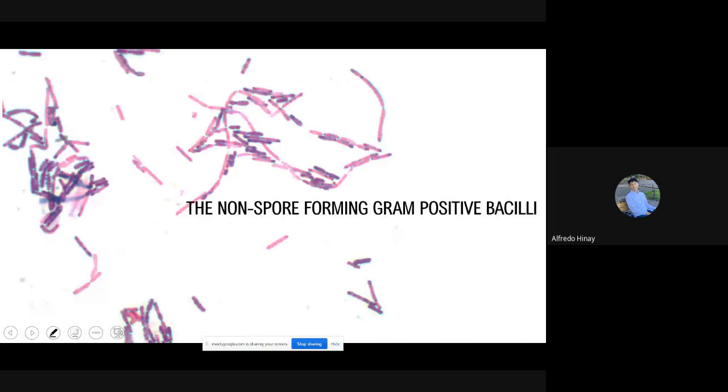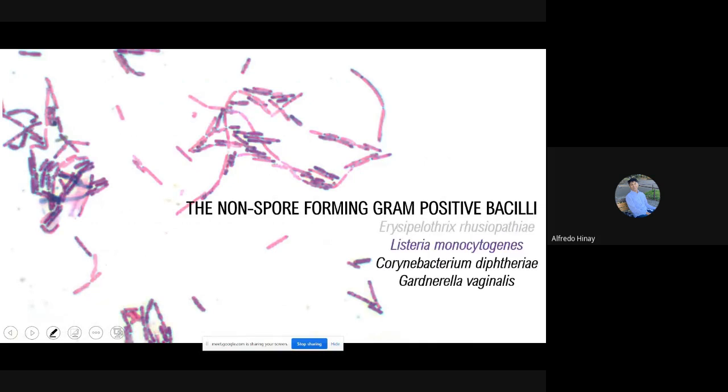Then let's move to your Listeria monocytogenes. Di ba madali lang how to identify Erysipelothrix rhusiopathiae? Pag nakita mo na non-spore forming siya na bacilli, class, titignan mo kagad if kung may test tube brush appearance siya with your SIM. Second, if kung H2S producer siya. Okay? Then next, we will move to your Listeria monocytogenes.